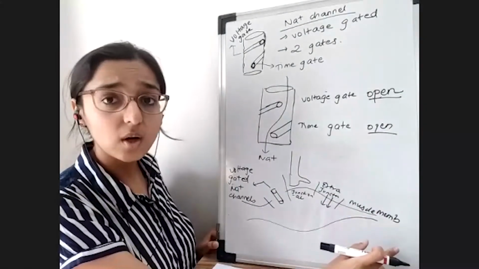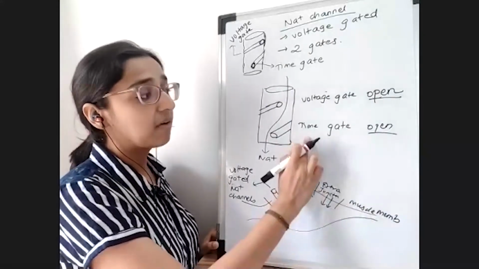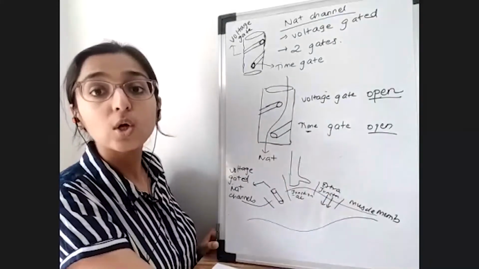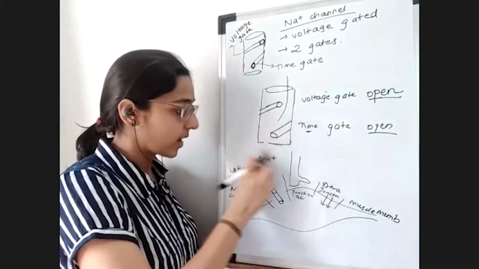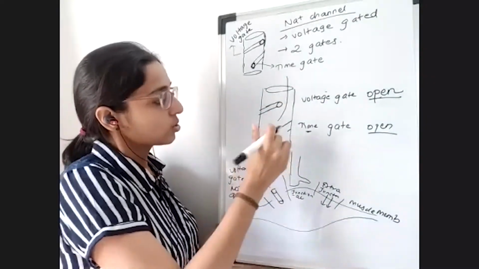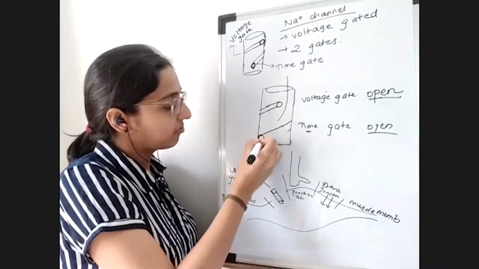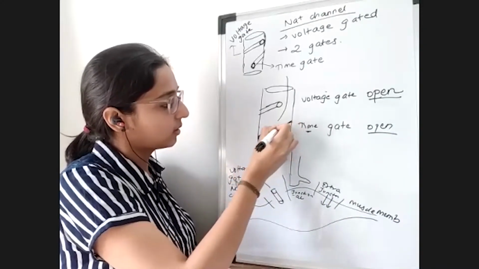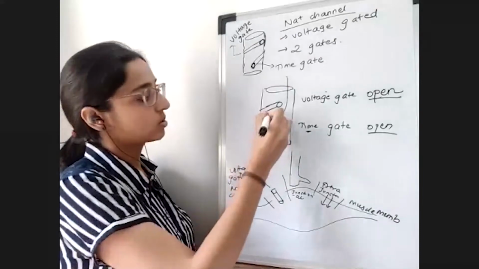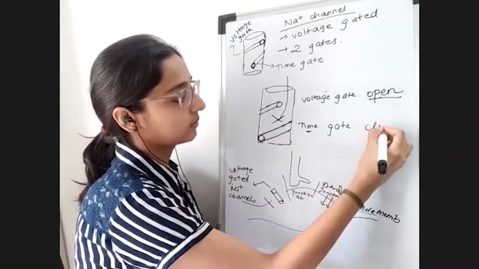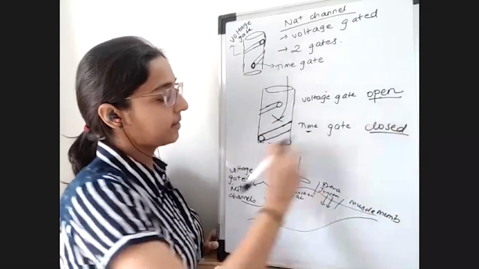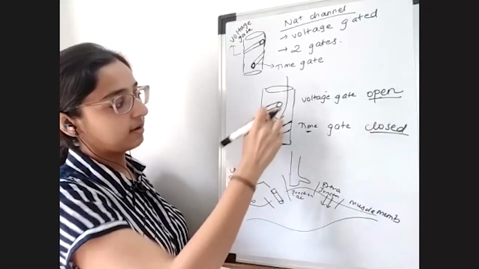But can the muscle be contracting all the time? No. That is why we have the role of the time gate. The time gate will sense, okay, now the time is up, I have to close. I can't be open all the time. The time gate will be like, enough of transmission, I'm closing. The time gate has closed, and the influx of sodium has stopped.